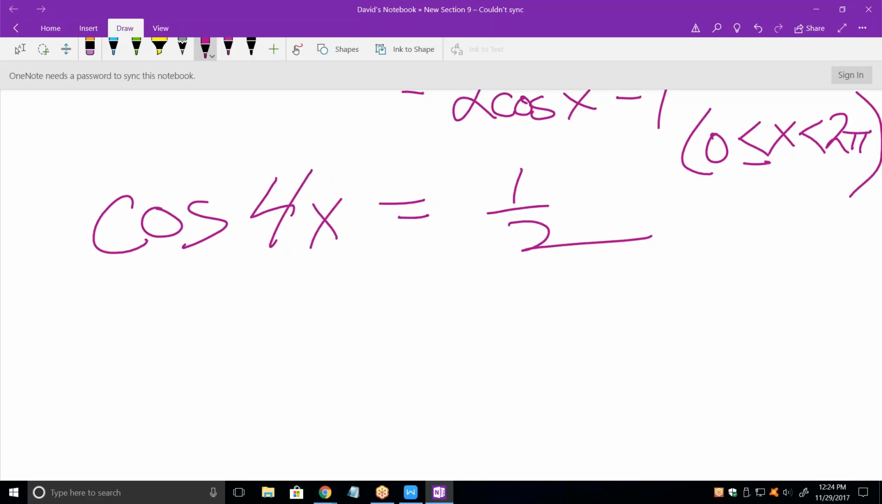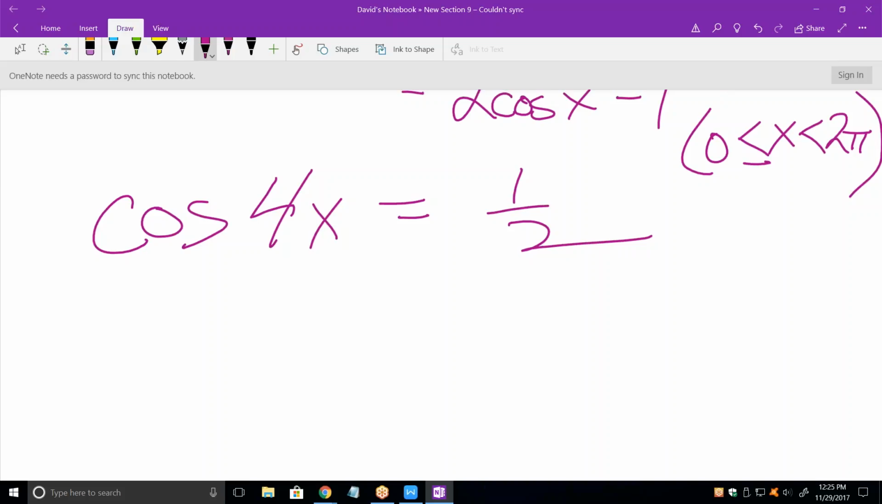First step. So it would have 8 solutions. That's not really the first step. The first step is to solve for 4x. How do you solve for 4x?